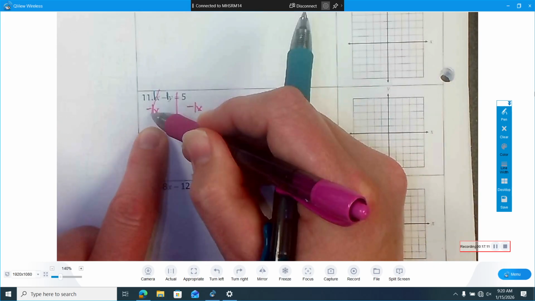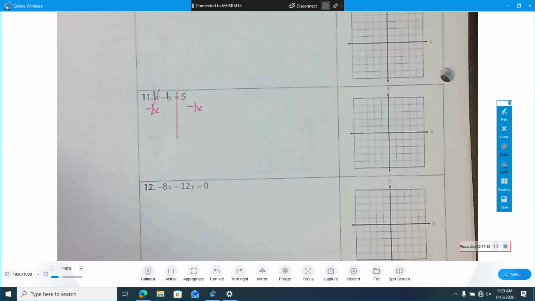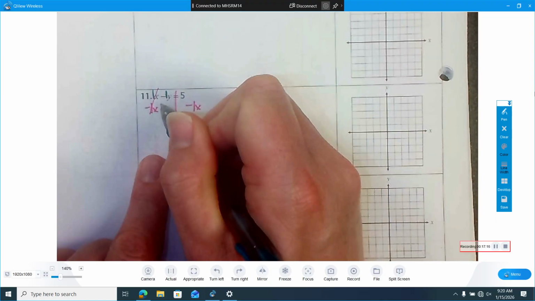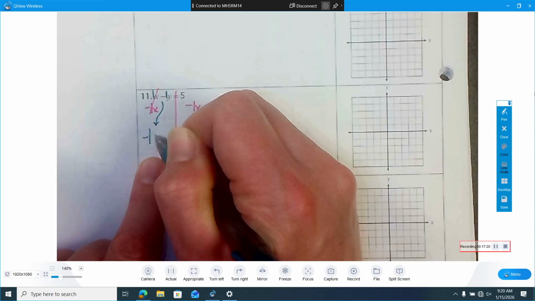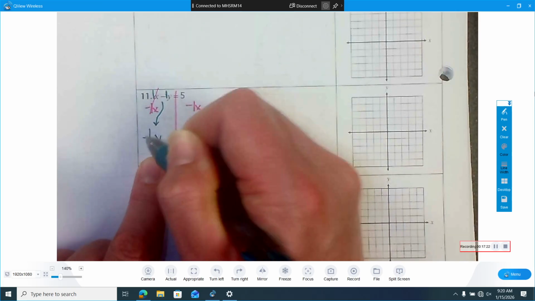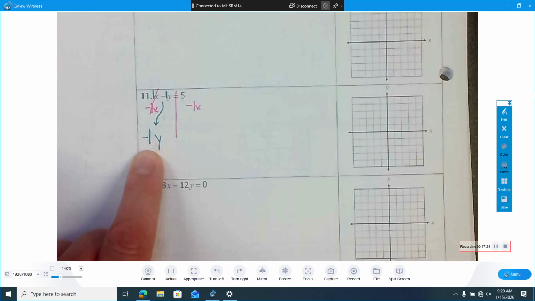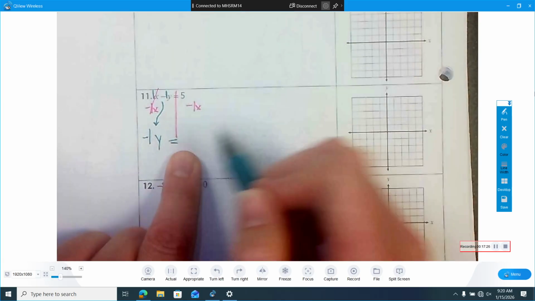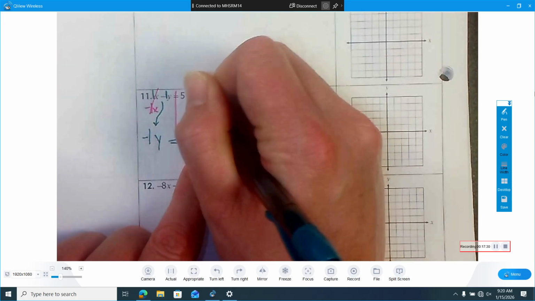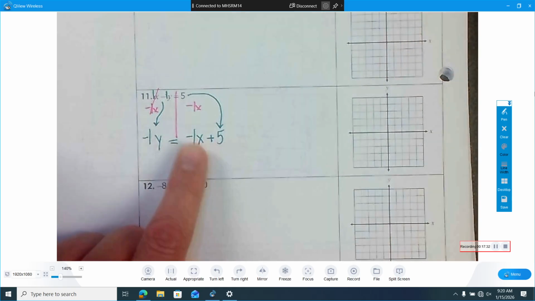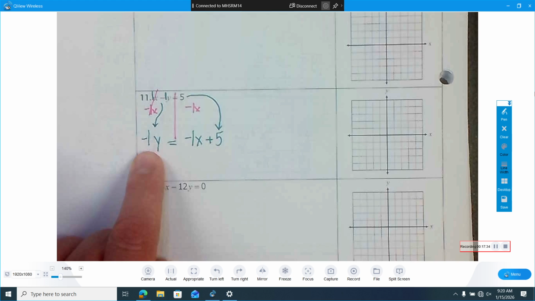Positive 1x and negative 1x undo, cancel each other out. Now be careful, here's where most mistakes are made. This is a negative 1y. Don't lose your negative. It's still there. On the right-hand side, we have a negative 1x and a positive 5. So don't lose your negatives.